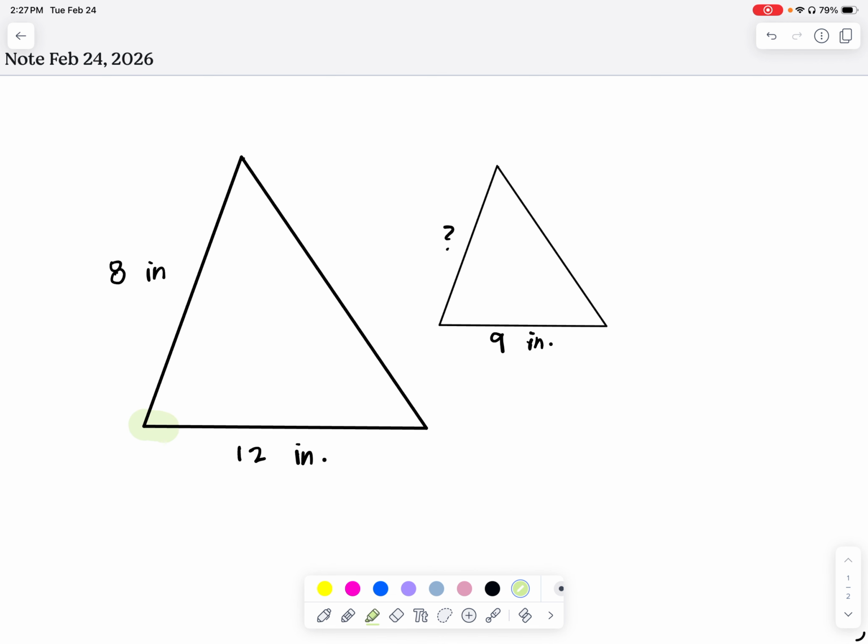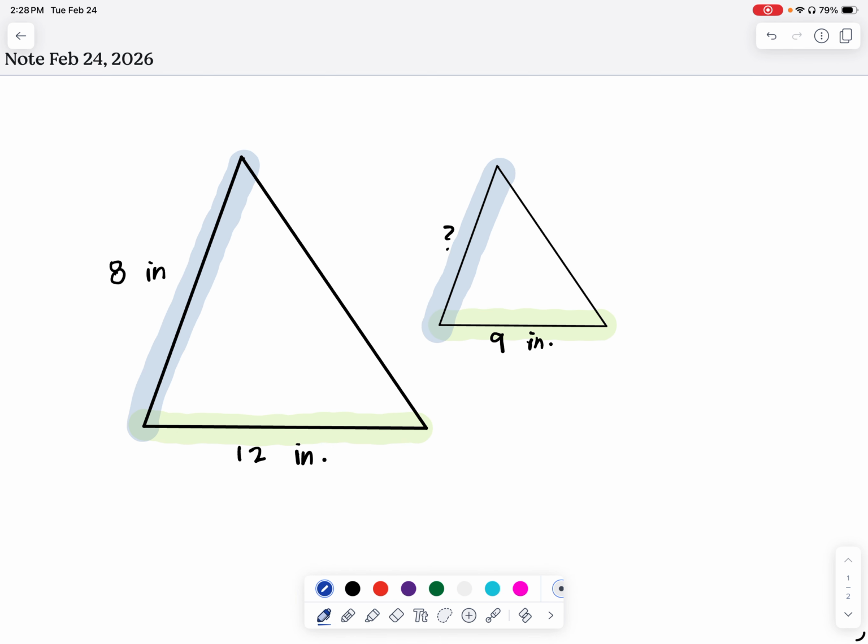So I would say that the side on this big triangle that's 12 inches and the side that's 9 inches go together. Those are corresponding sides. And also the one that is 8 inches over here on the left, and the one that we don't know that's marked with a question mark in the small triangle would also be corresponding sides.